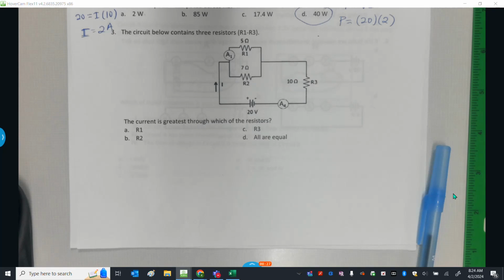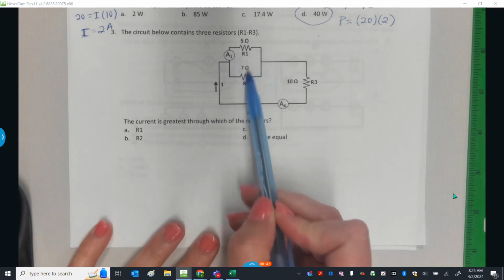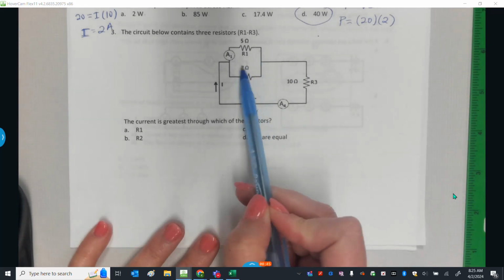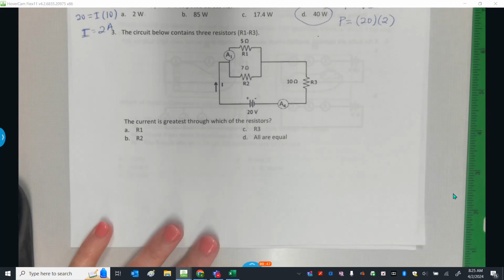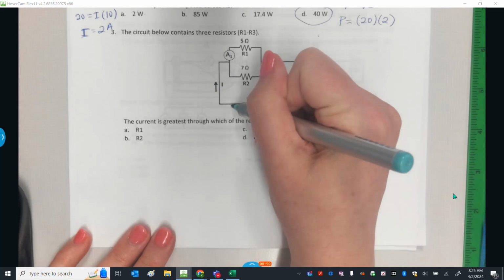It says the circuit below contains 3 resistors, R1 through R3. The current is greatest through which of the resistors? Okay, and so we have 3 of them here. This, by the way, is a combination circuit, and I know that because I have this parallel section that is in series with this. And so I have both series and parallel connections, so I do need to analyze it as a combination circuit. And anytime I have a combination circuit or a parallel circuit, again, I'm going to recommend that you color code those loops.